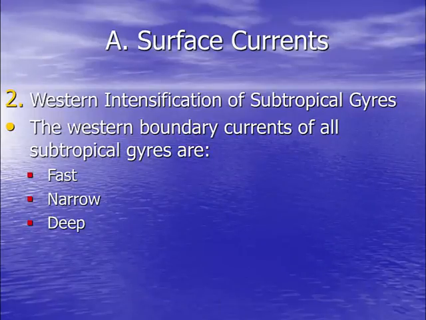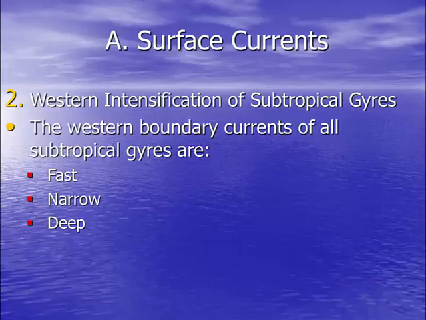All subtropical gyres experience this, and we've been learning in class that we have 5 different subtropical gyres in the world. So the North and South Pacific Oceans, North and South Atlantic Oceans, and the Indian Ocean comprise the 5 main subtropical gyres. Now, in each one of these subtropical gyres, the western boundary current, so the western side of the gyre, have these characteristics.